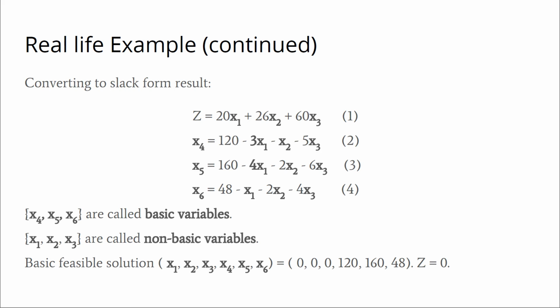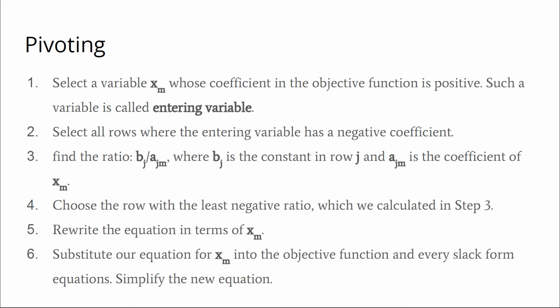Now we've already finished the first part of the algorithm. Then we can start the second part, which is the iteration. So basically in this step, we're just manipulating the slack form we get from the first part. In each iteration, we reformulate the linear program so that the objective function has a greater value.